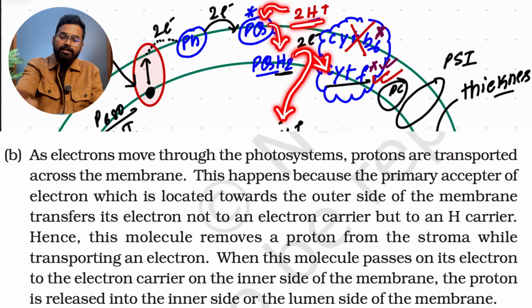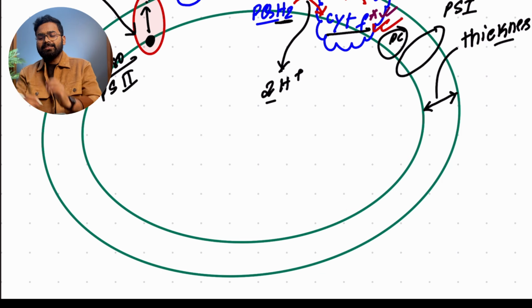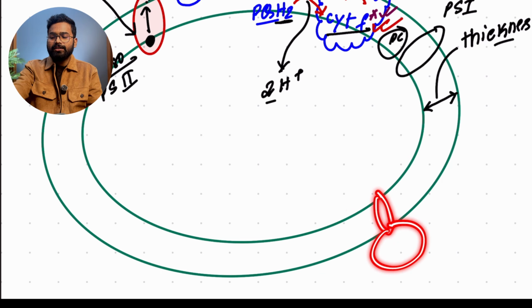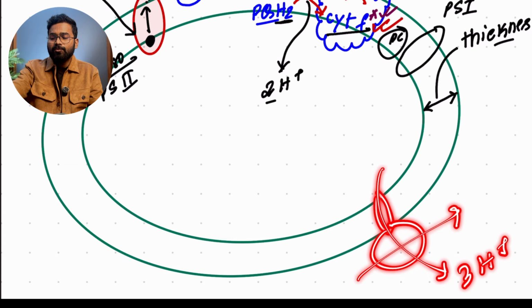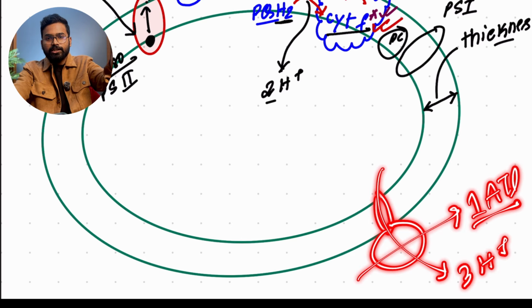I very often say that some students read that here is an F0 F1 particle, this is the proton pump. No, say this right here: at the F0 F1 particle, 3H plus moves through to give 1 ATP. This is not a proton pump, this is facilitated diffusion. Protons move from higher concentration to lower concentration. Pump is a word that you use for active transport.